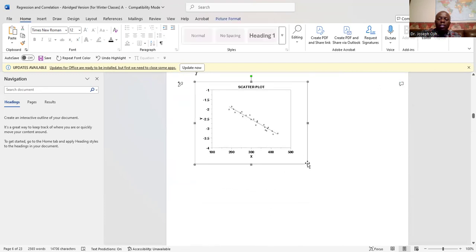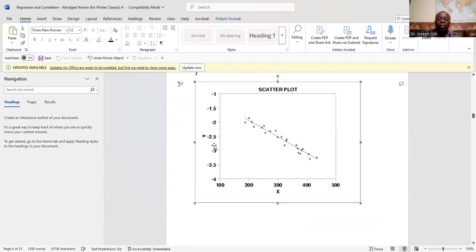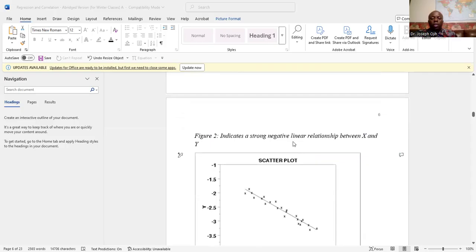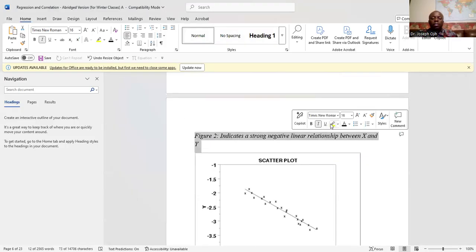When they are trending down, we also call it a scatter plot, a pictorial representation plot of the X and Y variables. You can see that this is trending down. This one indicates a strong negative linear relationship between X and Y.